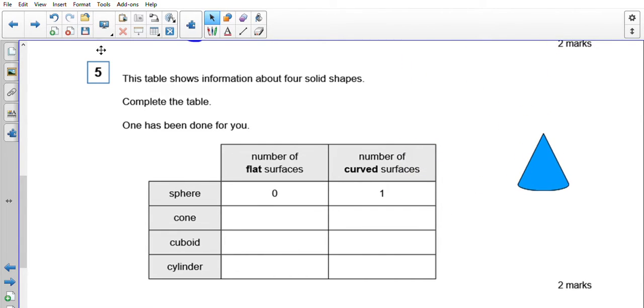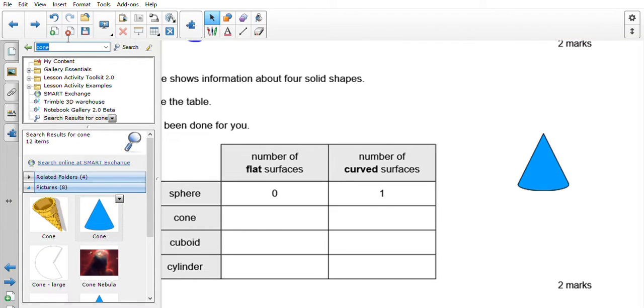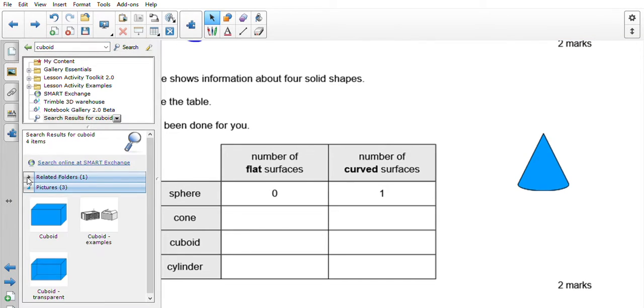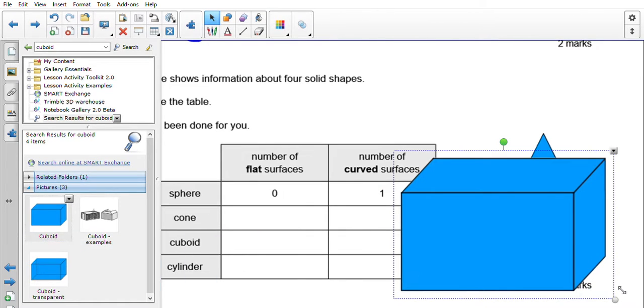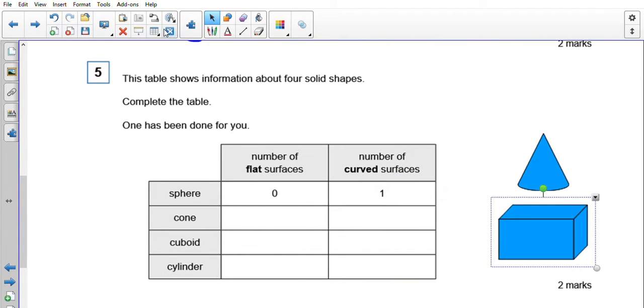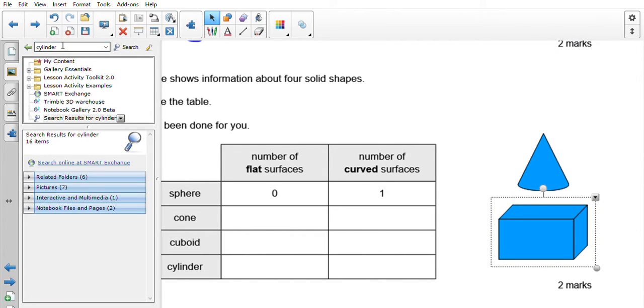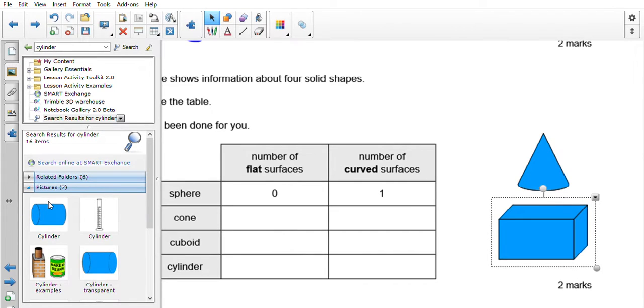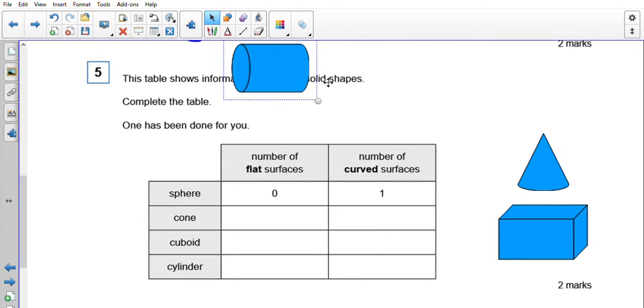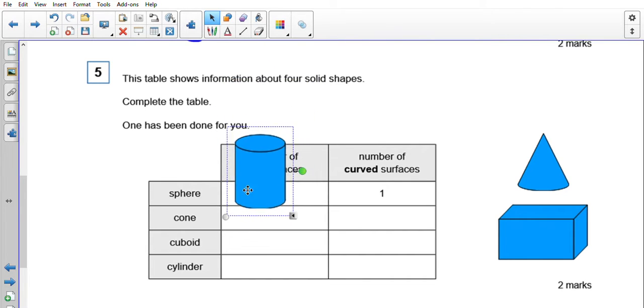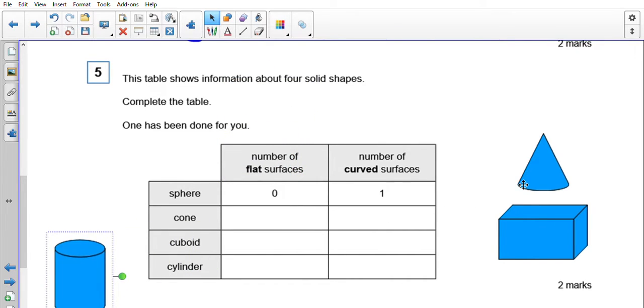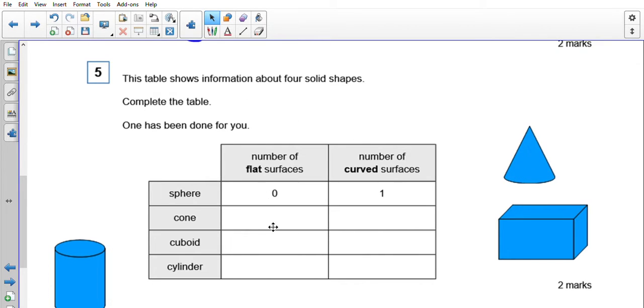So I'm going to give myself a cone, I'm going to give myself a cuboid, and I'm going to give myself a cylinder. Now, chances are you'll know these anyway, but it's always that good sort of check to make sure that you're doing the correct thing when it comes to describing the properties of these shapes. Let's start with our cone. Number of flat surfaces. Well, there's a flat one on the bottom. Number of curved surfaces. Well, there's a curved one all the way around the outside.